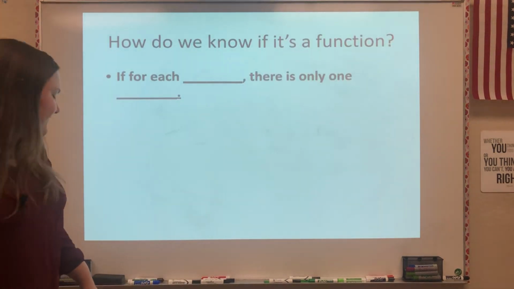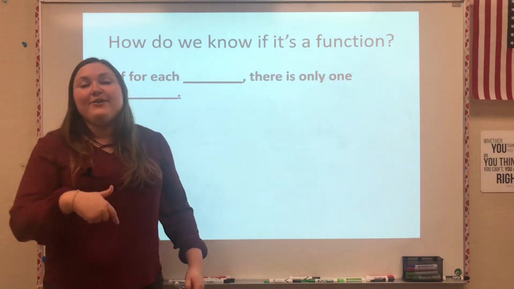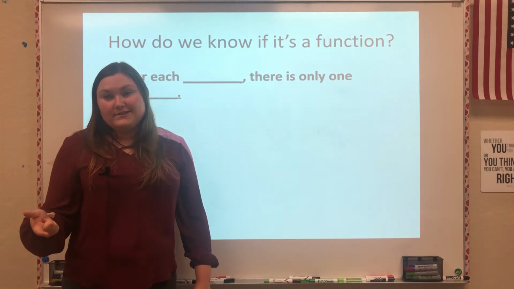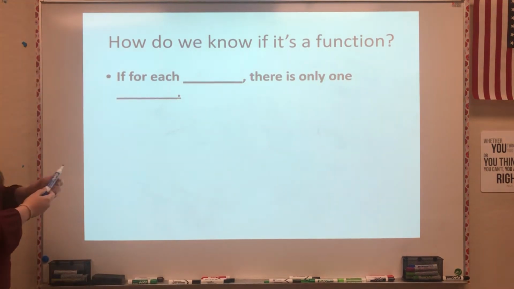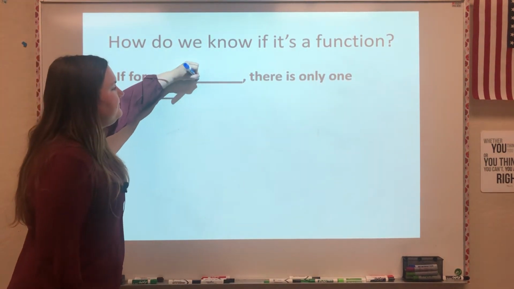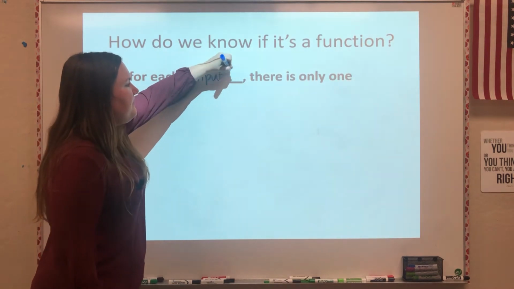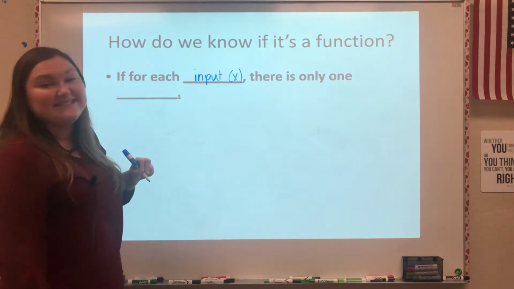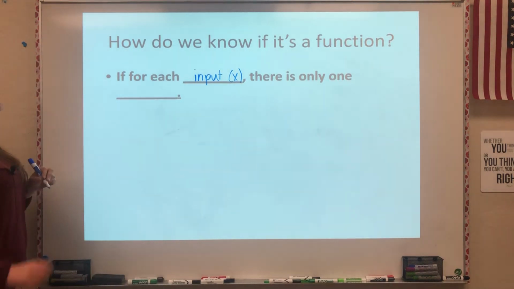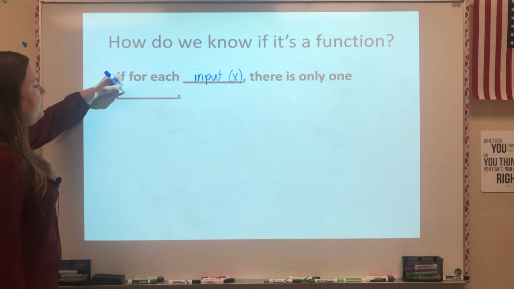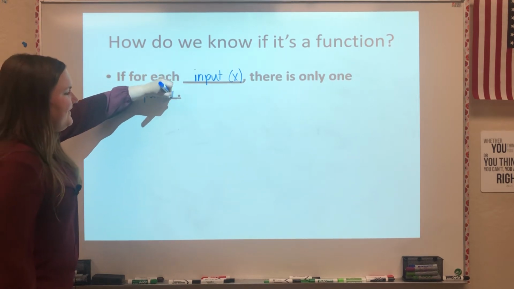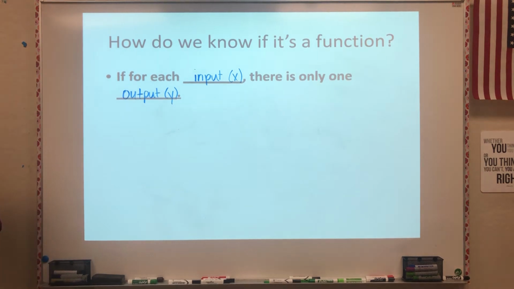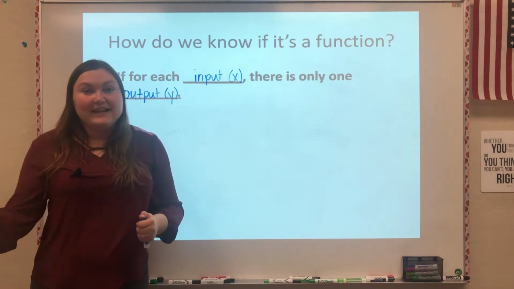If you want to identify if something is a function, it goes back to that definition of functions. So remember at the beginning of this lesson, we said a function is something where for each input, and remember input you can think of as an x if it's a linear equation, for each input, there is only one output, which remember we said that's going to be your y's. We can use this definition to help us figure out if it's a function or not.